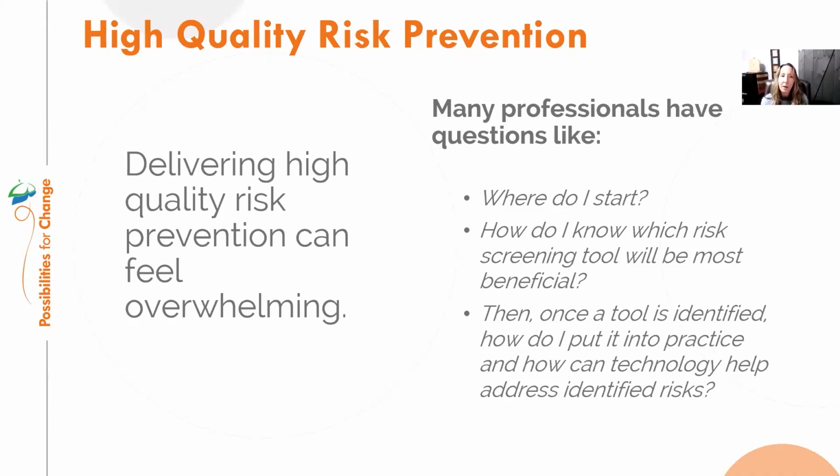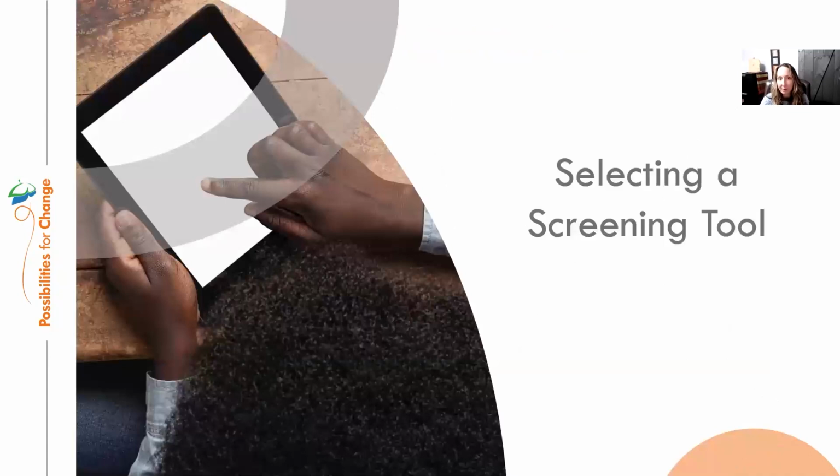When we're thinking about delivering high quality risk prevention, no matter what your setting is, a lot of us have questions like, where the heck do I even start with all this? How do I know that the tool I'm using is really what's going to be most beneficial for the youth that I'm working with? And then once you have a tool identified, then what do you do with that information? How do I put that into practice? How can I use potentially technology to help identify risks and then address those? And then how am I going to talk about it? Those are usually really common struggles that we all have.